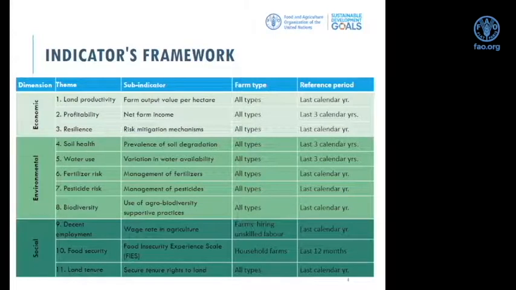And in turn, in the social dimension, we have three sub-indicators: wage rate in agriculture, food insecurity experience scale, or FIES, which is also an SDG indicator in its own right, 2.1.2, and then secure rights to land.